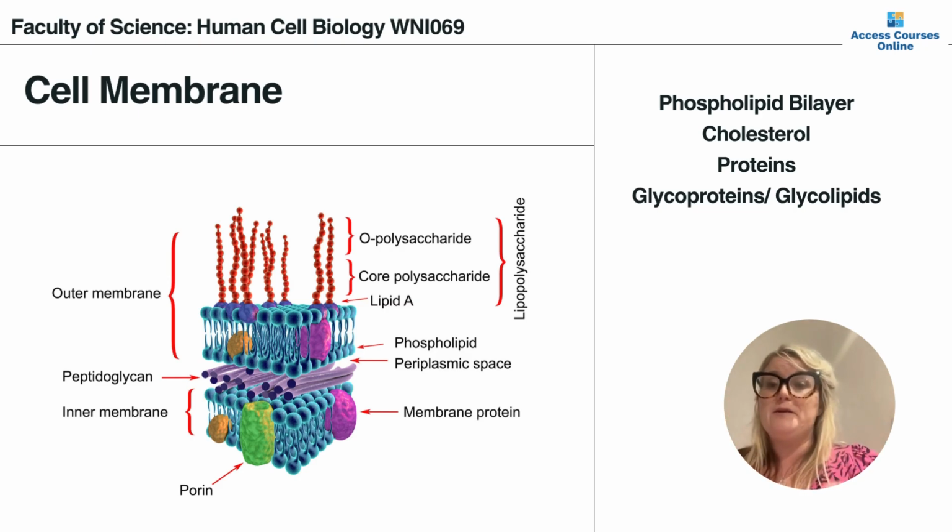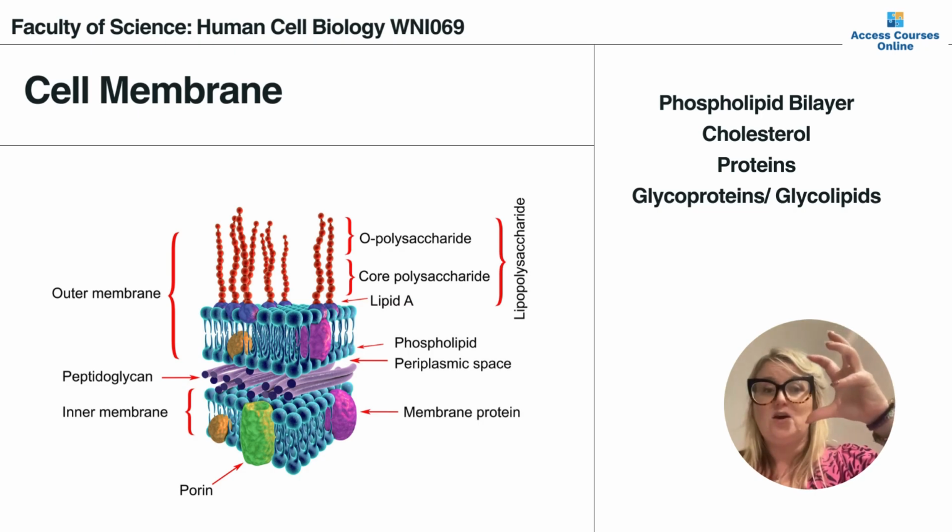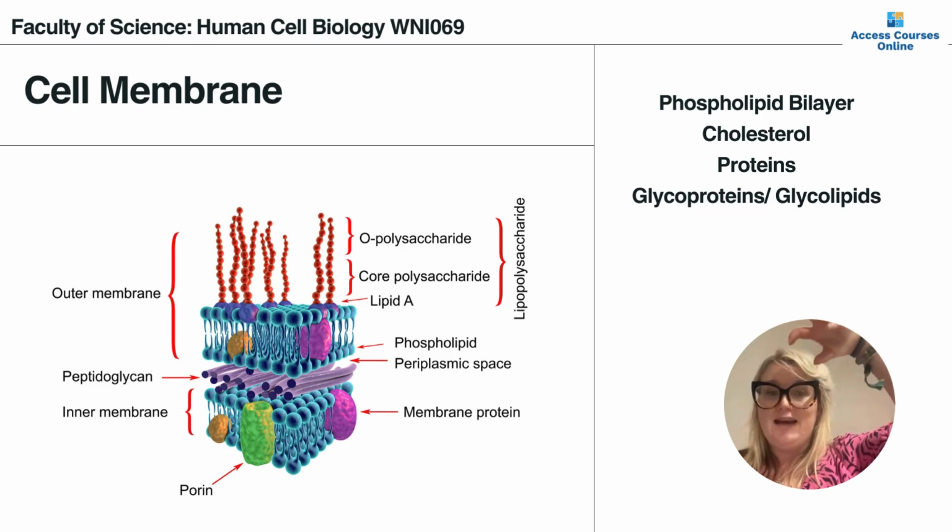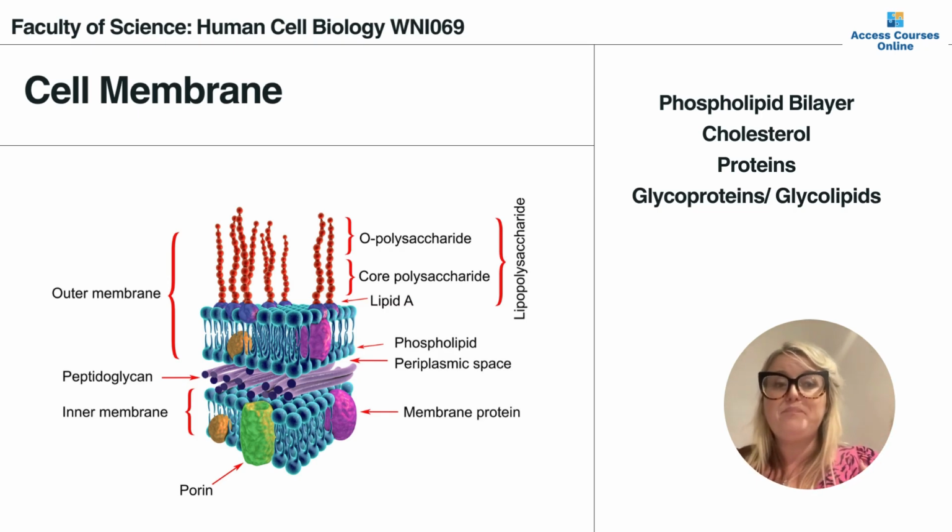The phospholipid bilayer is composed of molecules which have a hydrophilic, water-attracting head and two hydrophobic, water-repelling tails. In the bilayer, the hydrophobic tails face inwards, shielded from the water, whereas the hydrophilic heads face outwards, interacting with the aqueous environment inside and outside of the cell. This arrangement forms a semi-permeable membrane, meaning that some molecules are allowed to pass through and others are not.